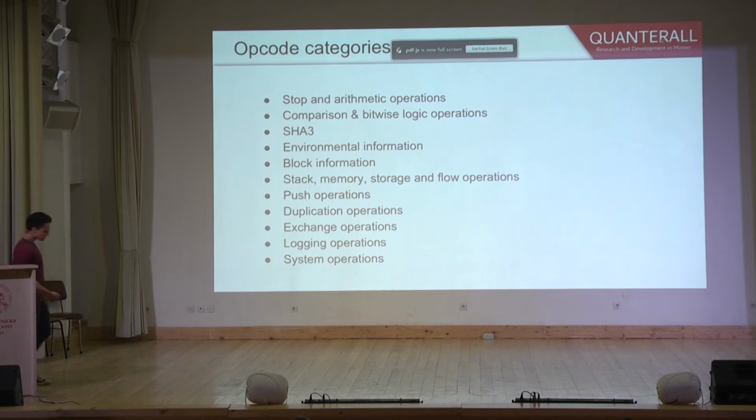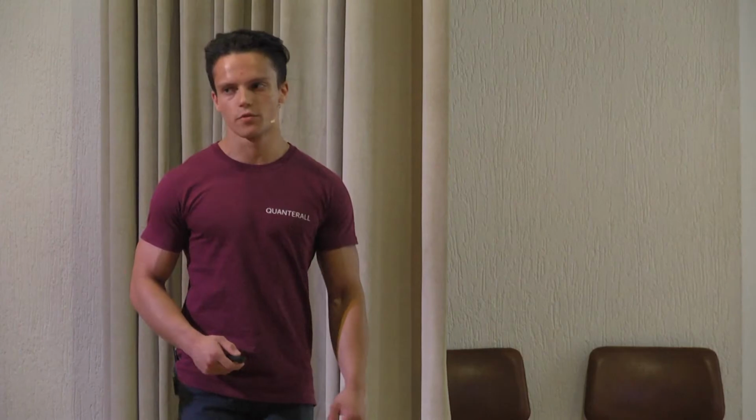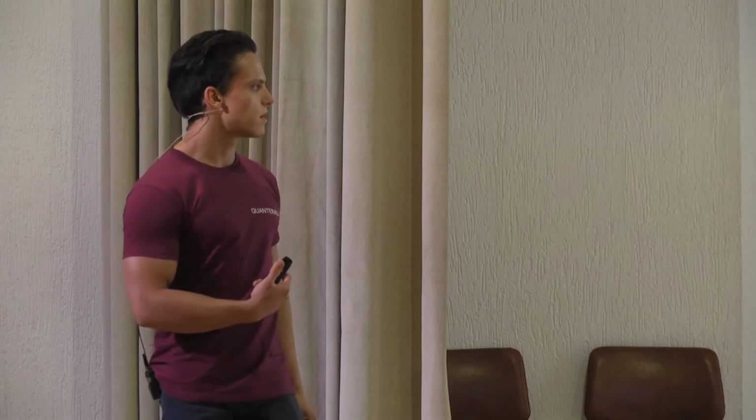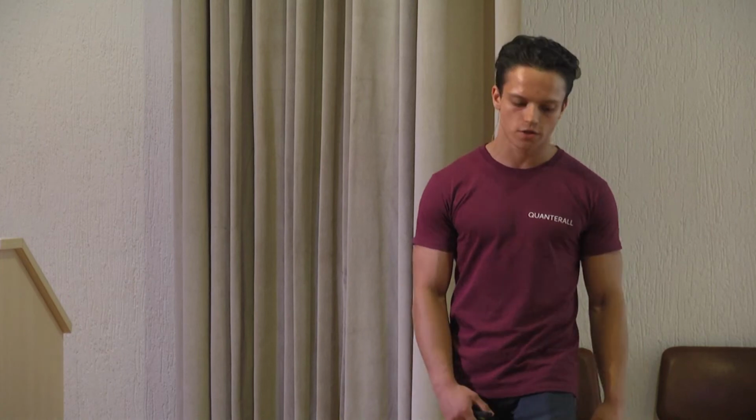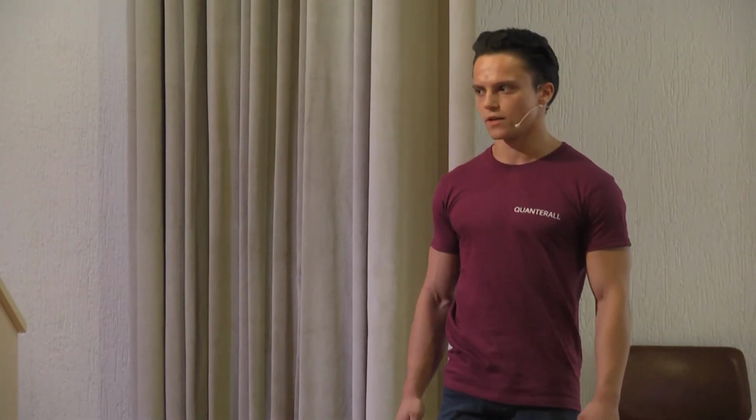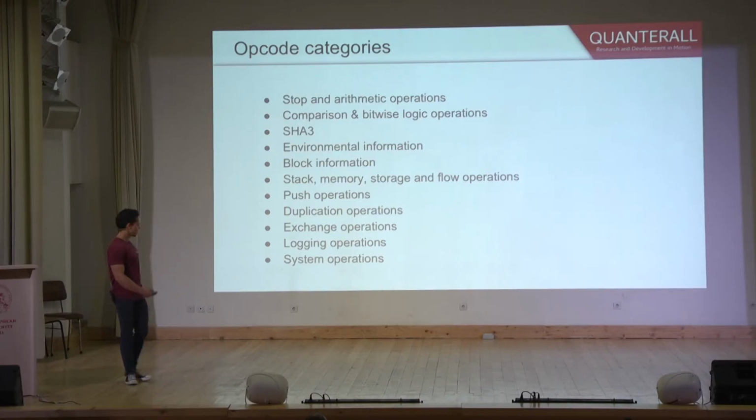Next up are the logging operations. Those are opcodes that are used to create log entries, which are to be utilized outside of the blockchain, and they are a special indexed data structure purely to provide some information and cannot be accessed directly from the contracts. And finally, we have the system operations, which are the most complex ones. Here we have the creation of an account, calling of another contract, return of some data, and so on.